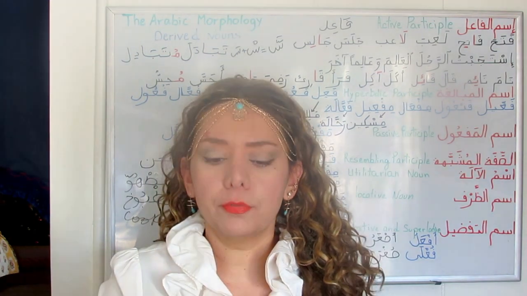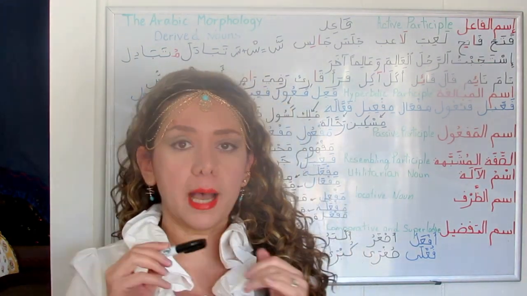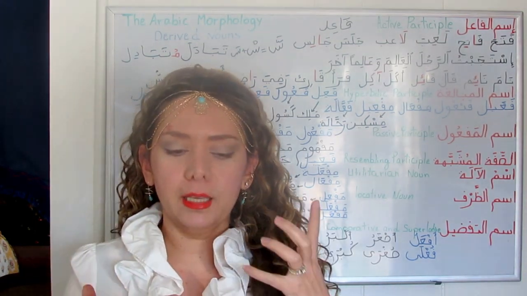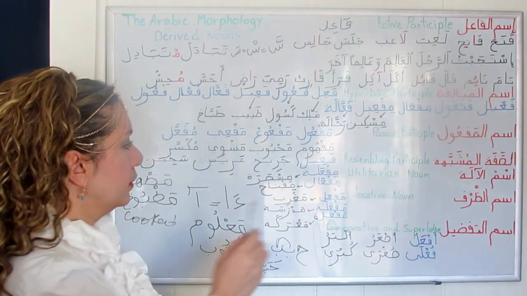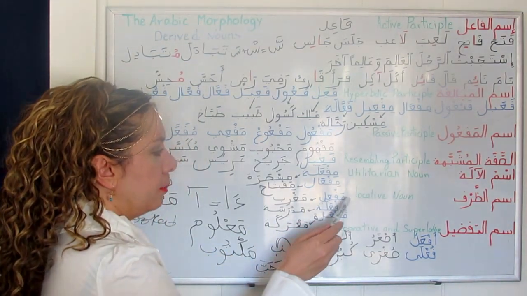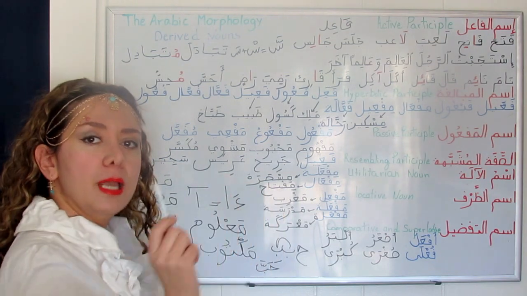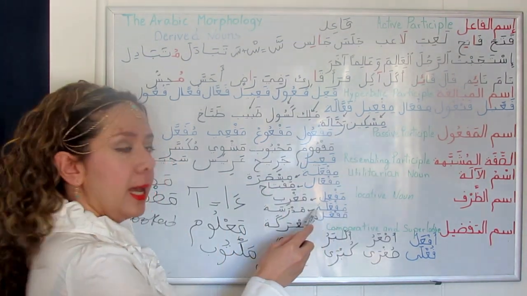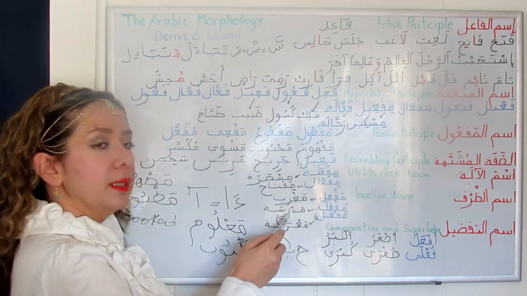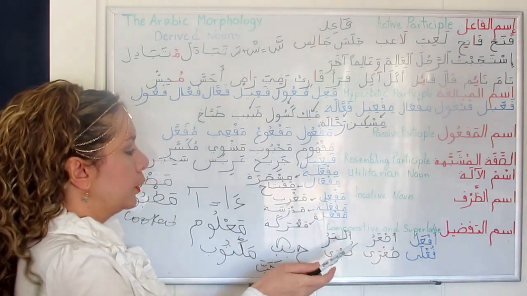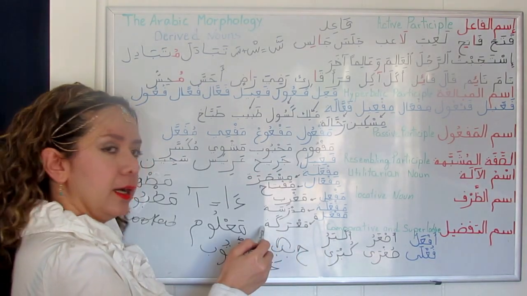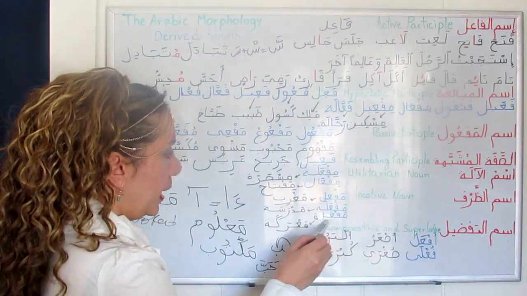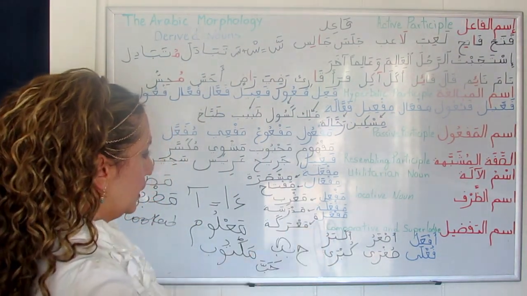اسم الظرف, the locative noun, is the time when or the place where the base meaning is enacted. For example, مفعل, مغرب, the time of sunset. مفعلة, مدرسة, school. معركة is the battlefield. مفعلة, معركة, مدرسة.